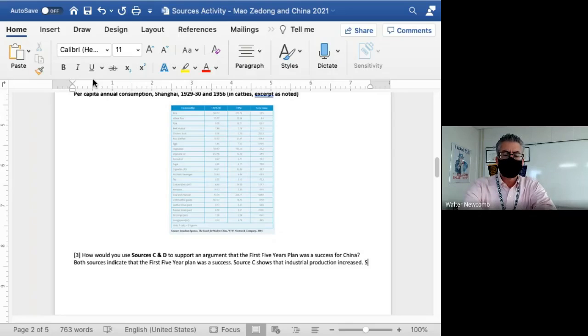All right. So that is what you said, Drew? Anyone want to add anything else to it? What do you got, Carson? It says source D shows an increase in per capita consumption in Shanghai compared to 1930. And there's actually only five categories as a percentage of consumption increase, one of those being alcohol, which is probably a good thing. So this shows that more things are being bought and participation in the economy is increasing.